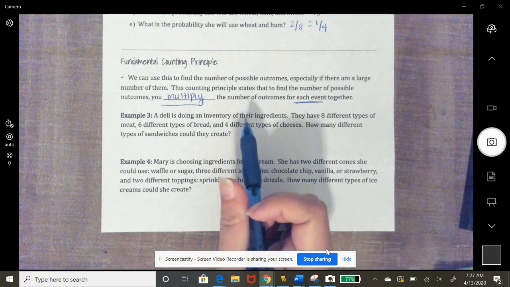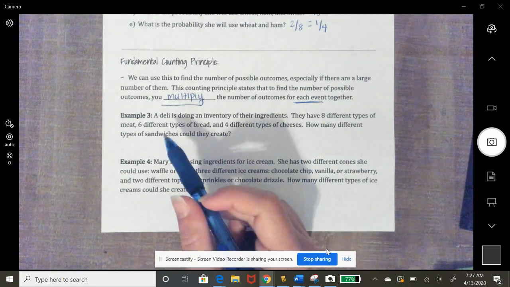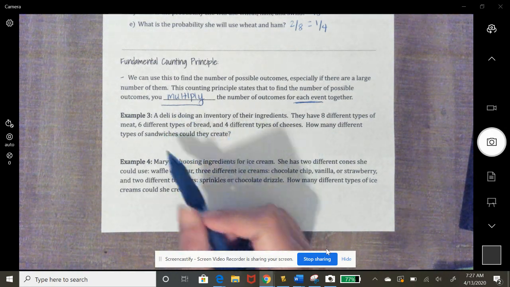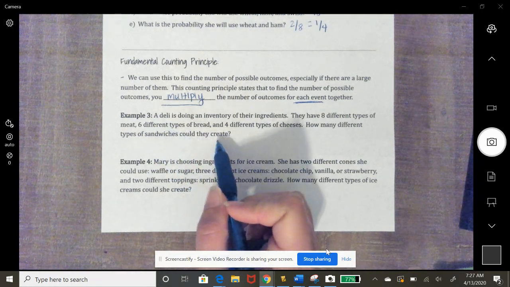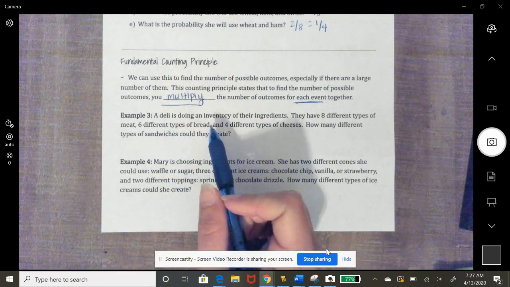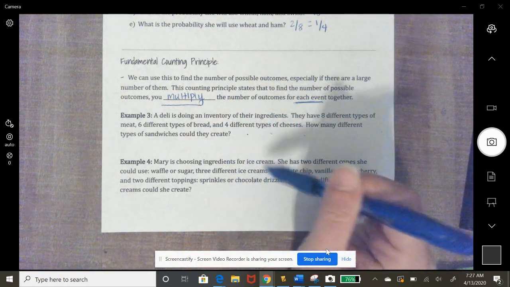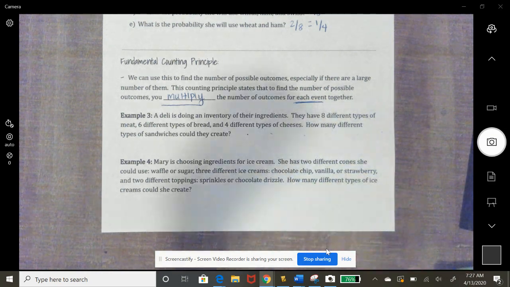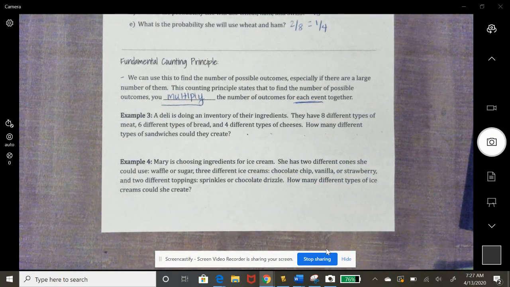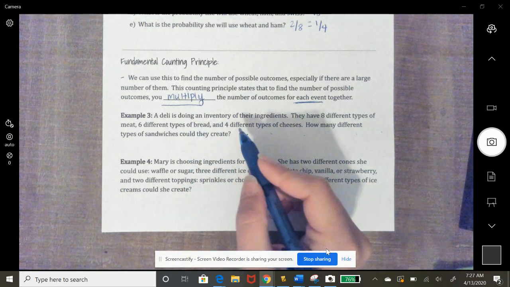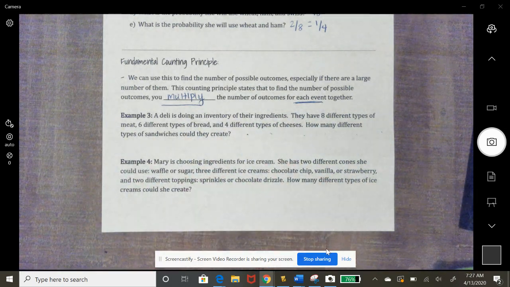So Adelia is doing an inventory of their ingredients. They have 8 different types of meat, 6 different types of bread, and 4 different types of cheeses. So how many types of sandwiches could you create? Think about if you were to try to make a tree diagram, we would have to draw out 8 different meats, branch off of those with 6 different breads, and branch off of those with 4 different cheeses. Okay, so that's going to get really big really fast. So our counting principle basically says that if we multiply our number of different choices together, then we can figure out how many possible outcomes we could have.